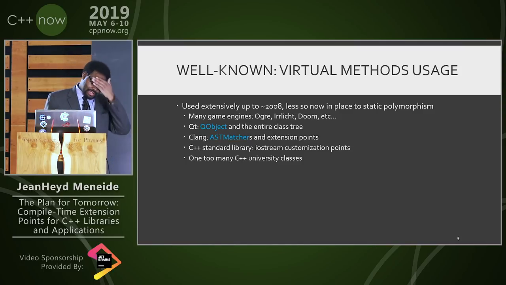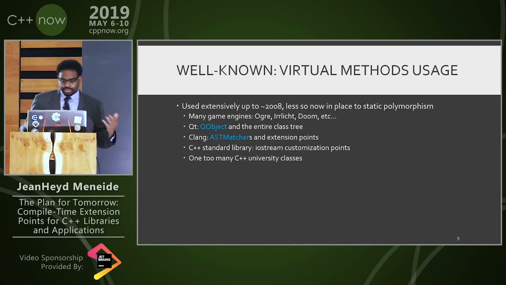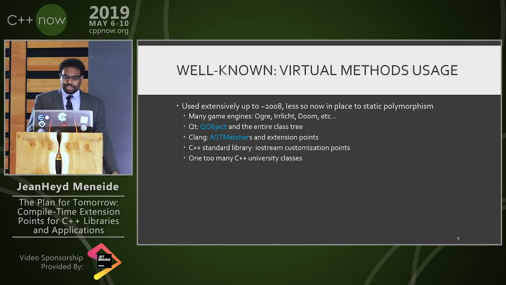They're pretty well known, and they were used extensively up until about 2008, and then usage of them started dropping off real fast. A lot of the older game engines, whether it's things like Ogre or Irrlicht, or the applications themselves, like Doom and other things, have a lot of base classes, a lot of virtuals. Qt, the whole hierarchy is one big virtual shebang. Clang's AST matchers and its extension points are based on virtual functions. The C++ standard library has IO streams and a couple other things. And one too many C++ university classes for my liking.